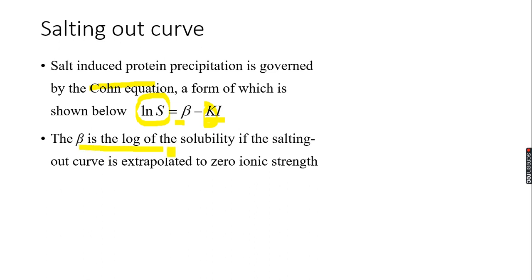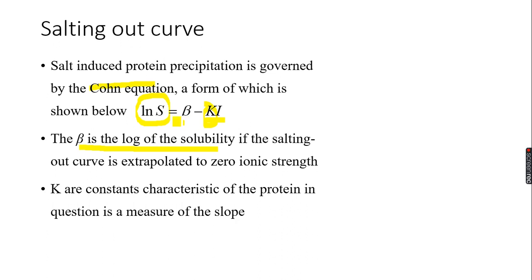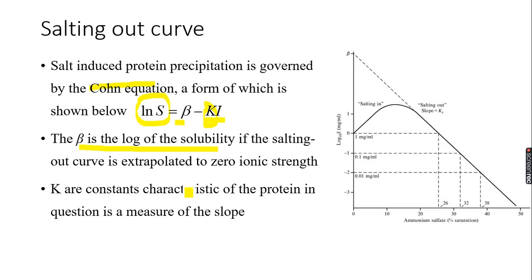So beta is actually log of the solubility if the salting out curve is extrapolated to 0. So essentially you understand, if I is 0, that means ln S equals beta. So beta equals ln S, the minimum solubility extrapolated from the graph. K is the characteristic constant of the protein in question and a measure of the slope. So you can see the solubility graph of a particular example protein with ammonium sulfate.